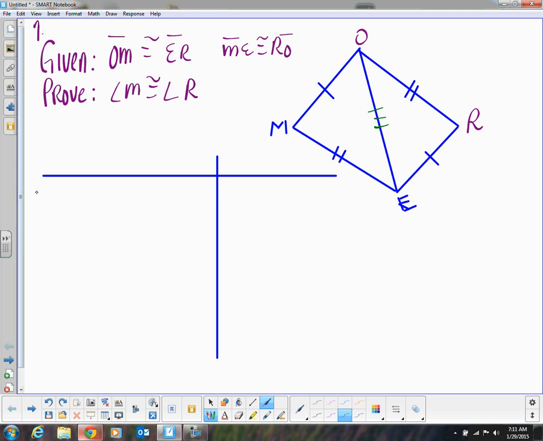So I'm not going to start with given. All right? I only put stuff in given that's not congruence. So you just told me side, side, side. So now we're going to go through and we're going to justify each pair of sides.